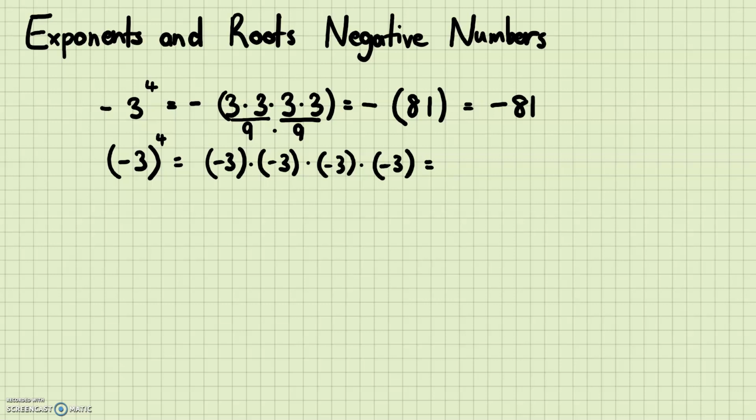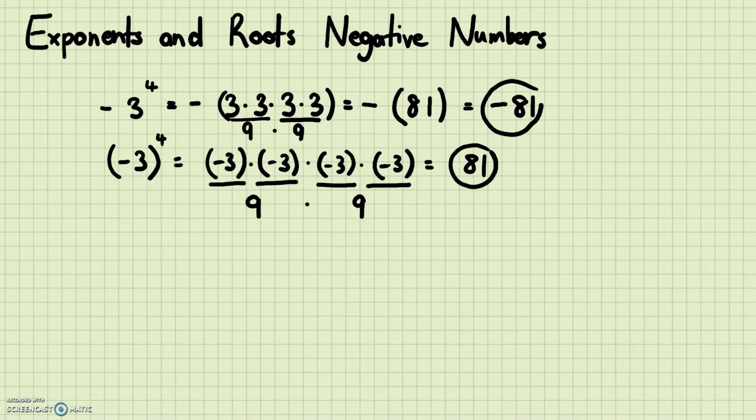On the bottom expression, we have negative 3 times negative 3, which is positive 9. Negative 3 times negative 3, which is positive 9. Multiply those two, you get 81. So the answers are the same except for the sign. And this is what you need to be careful of when raising negative numbers to a power.